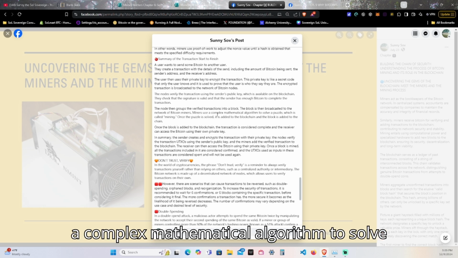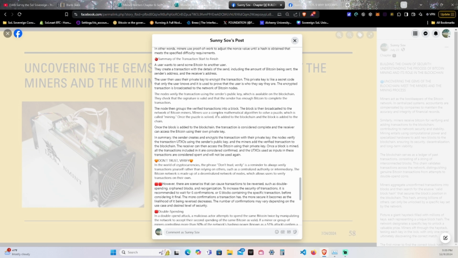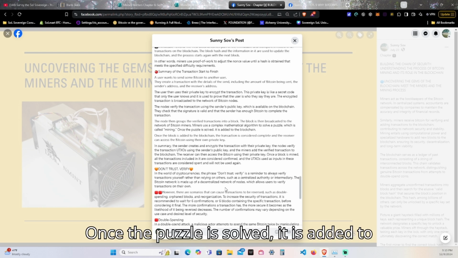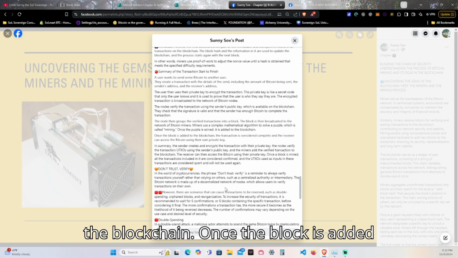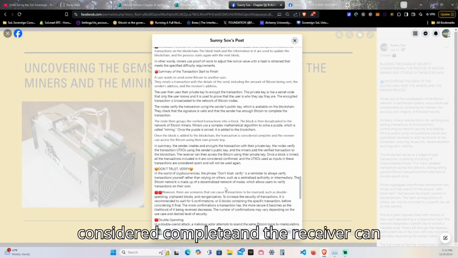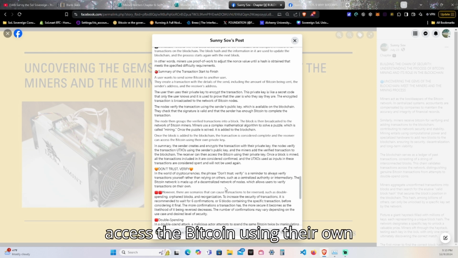Miners use a complex mathematical algorithm to solve a puzzle, which is called mining. Once the puzzle is solved, the block is added to the blockchain. Once the block is added to the blockchain, the transaction is considered complete and the receiver can access the Bitcoin using their own private key.